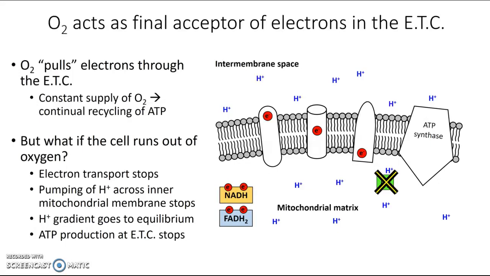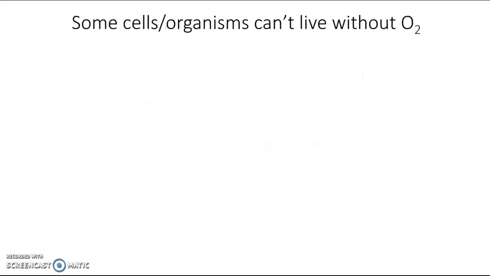Your cells need a lot of ATP for everything that they're doing, so if this happens, the cell or organism may die. So there are indeed many cells and organisms that cannot live without oxygen for the reason I just described, and they are known as obligate aerobes.